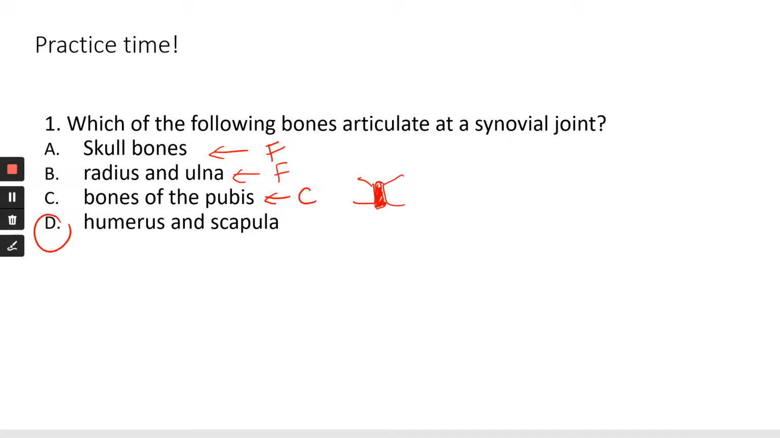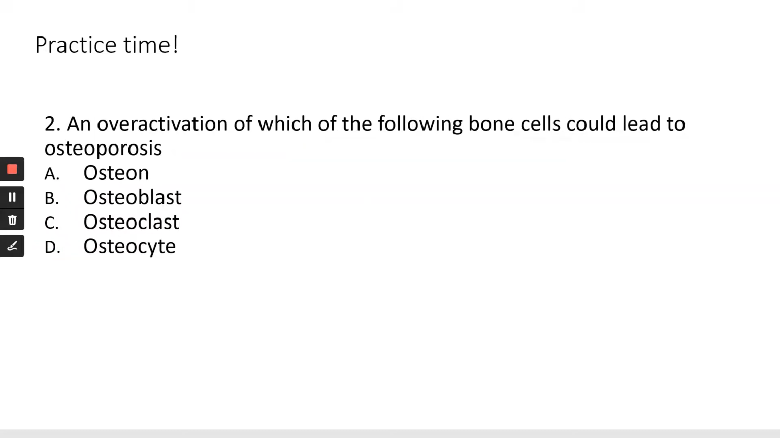Humerus and the scapula. That's your shoulder joint. And the shoulder is a type of synovial joint. Number 2. To answer this question, first you need to know what osteoporosis is. Remember, that's bone thinning, so you have a loss of mineral salts. That's the first thing you need to figure out. The second is which cell causes bone resorption, or which cell breaks down the bone matrix. Osteoclasts, right? C for cleavage. So it breaks down bone matrix.